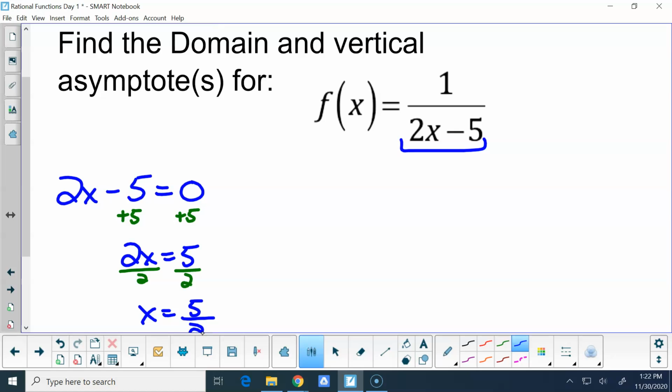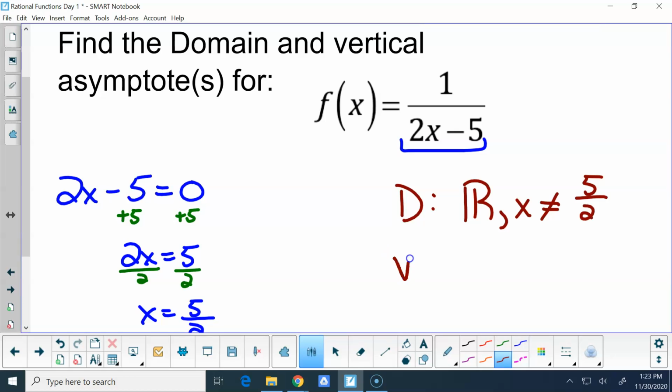So the domain of my function is all real numbers, but x cannot be equal to 5 halves, because that's my restriction. But that tells me then I have a vertical asymptote at x equals 5 halves.